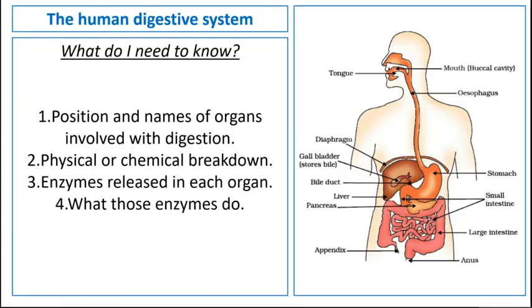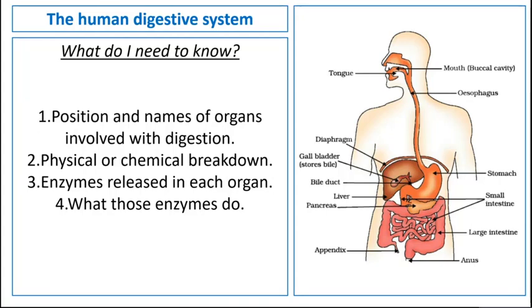The human digestive system involves multiple organs of multiple different tissue types and multiple types of enzymes to break down all the different types of food that we eat. As part of the GCSE biology curriculum, you need to know the relative position and names of the organs involved with this digestion. You need to be able to describe whether they are a physical or a chemical breakdown, and we'll talk about that a little bit later.